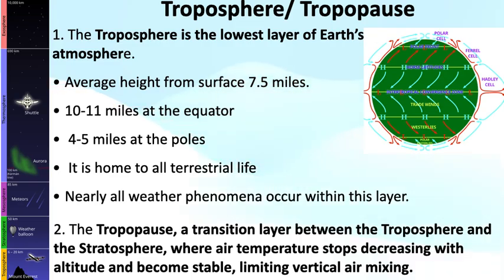Now, the tropopause is sort of a transition layer between the troposphere and the stratosphere, where air temperatures stop decreasing with altitude and become stable. And that's sort of what limits the vertical mixing of this warm air as it's going up. So it's a very crucial area. And again, its height varies. So it's higher in the Hadley cell area than it is in the Ferrel cells or the polar cell area.